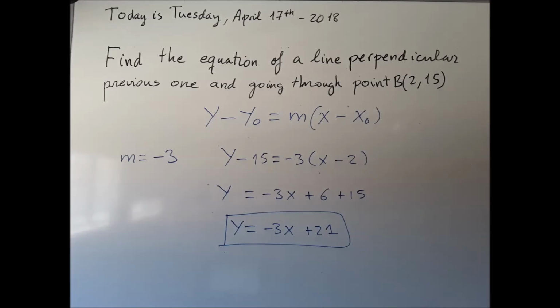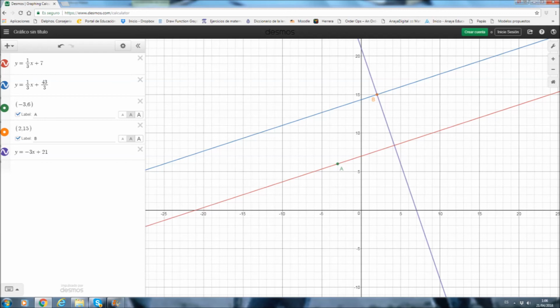And finally, the last version of this problem is when they ask for a line perpendicular to the previous one and going through point B, for instance (2, 15). If the line is perpendicular, the slope is the opposite inverse. So instead of 1/3, it would be -3. So this is what we get. And again, Desmos is the appropriate tool to check that this is exactly the line we were looking for, perpendicular to the previous one and going through point B.